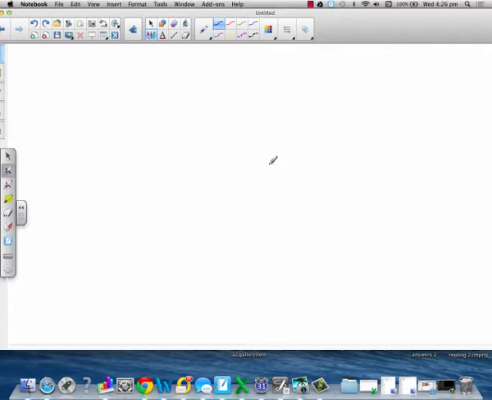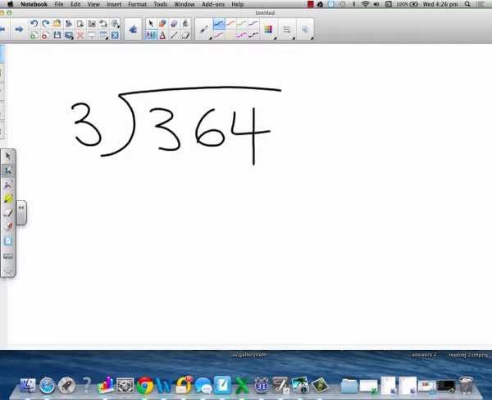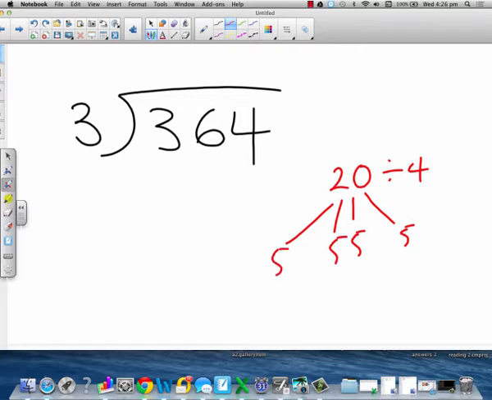Let's look at a sum like 3 into 364. And of course, I hope you know what we're talking about when we talk about division. Let's imagine we have the number 20 and we wanted to divide that by 4. That means we're trying to divide 20 into 4 equal parts, which is of course 5, 5, and 5. So if I had $20 and 4 favourite students and I wanted to give exactly the same amount of money to each student, I'd give them $5 each.